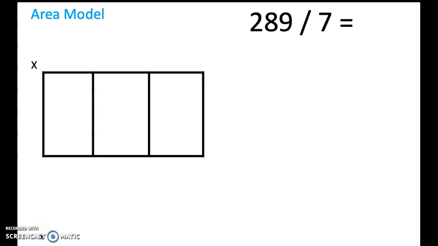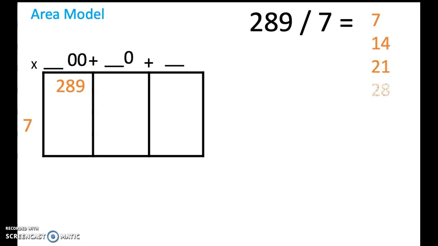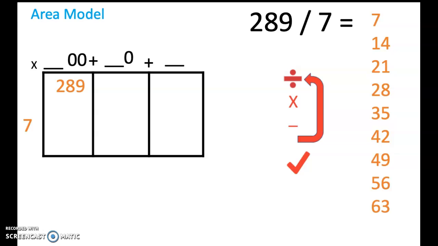289 divided by 7. First, draw your 3 boxes for your 3 place values that you have. Then we're going to label our place values with the hundreds, tens, and ones. Our 7 goes on the side, 289 goes on the inside, and get your multiplication facts if you need them. We also need to write down our steps for division: divide, multiply, subtract, repeat, and check.